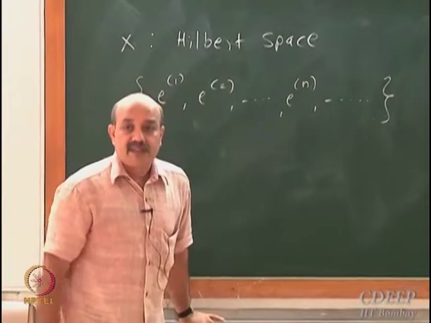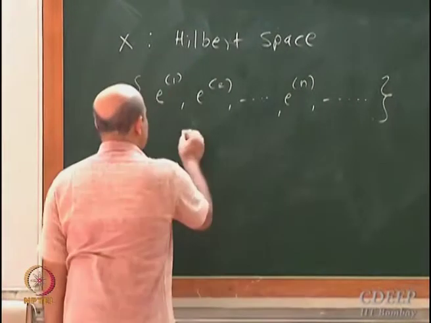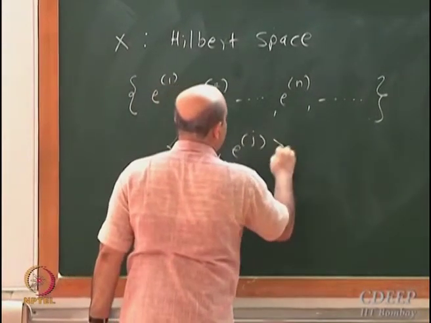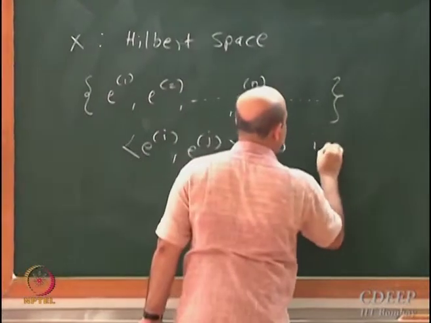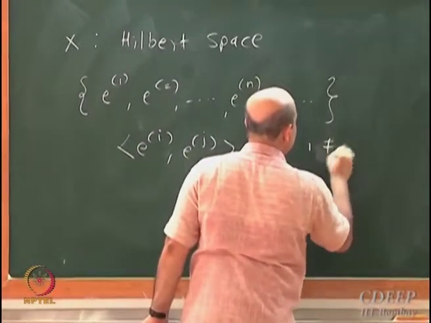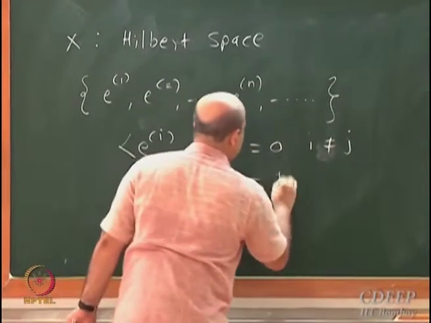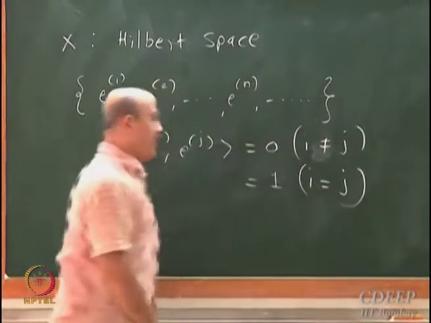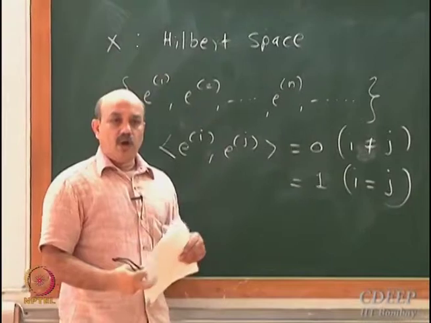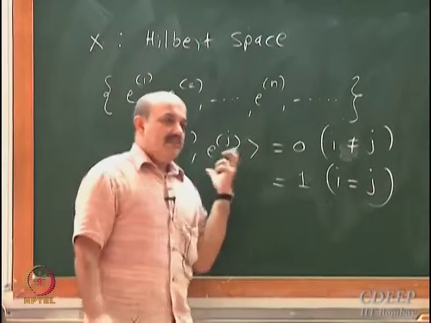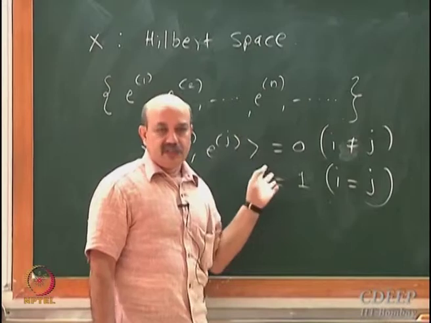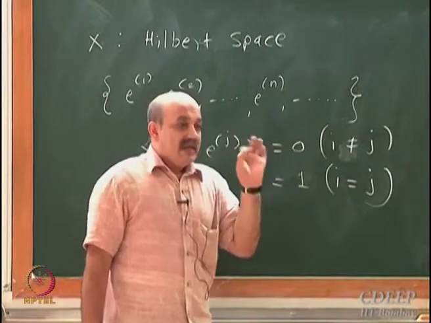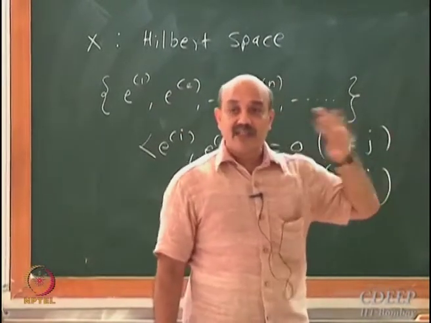These are orthonormal vectors. What is the meaning of orthonormal vectors? Orthonormal vectors, which means the inner product of Ei and Ej is equal to 0 if i is not equal to j, and this is equal to 1 if i is equal to j. Their magnitude is 1 and they are orthogonal to each other. So this is the orthogonal basis. This orthogonal basis is the same as i, j, k that we considered in 3 dimensions.